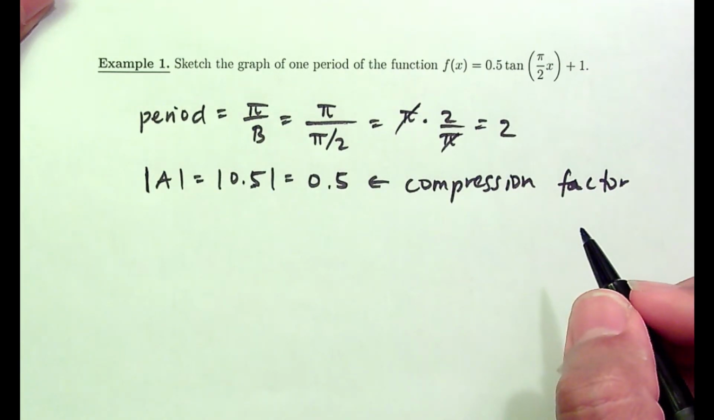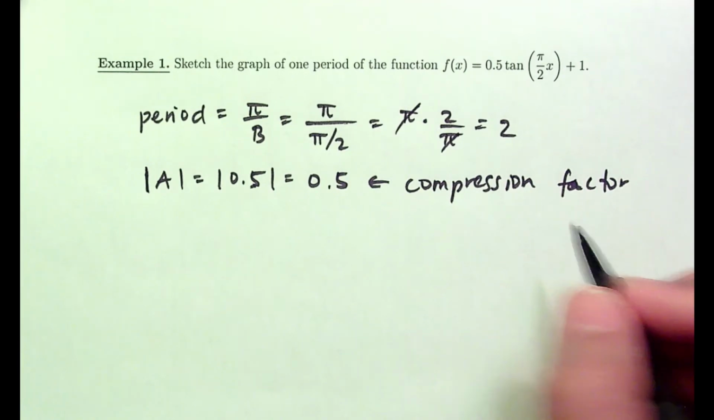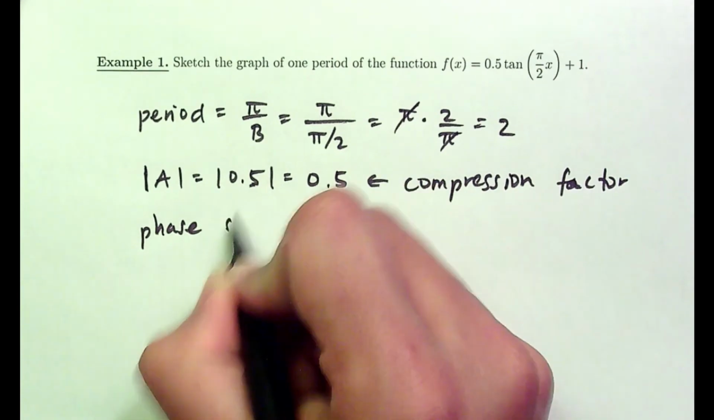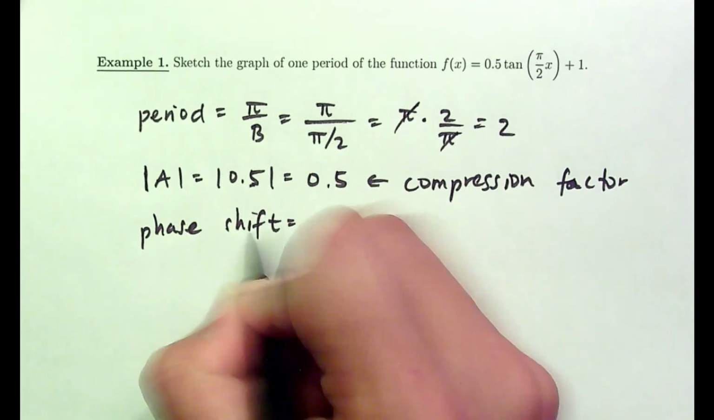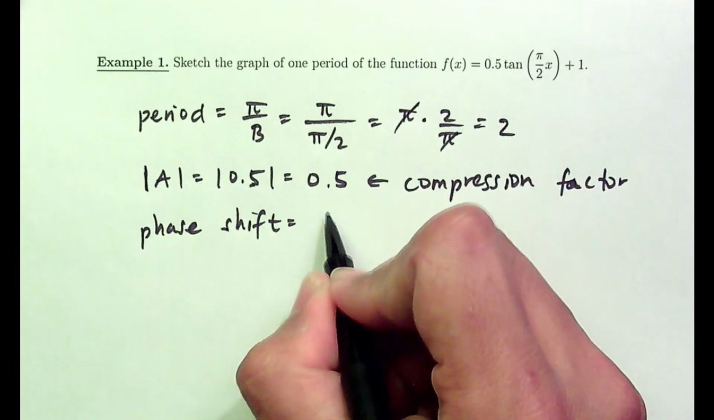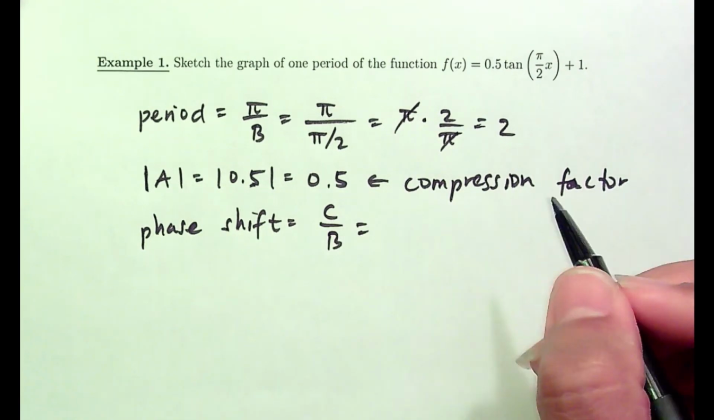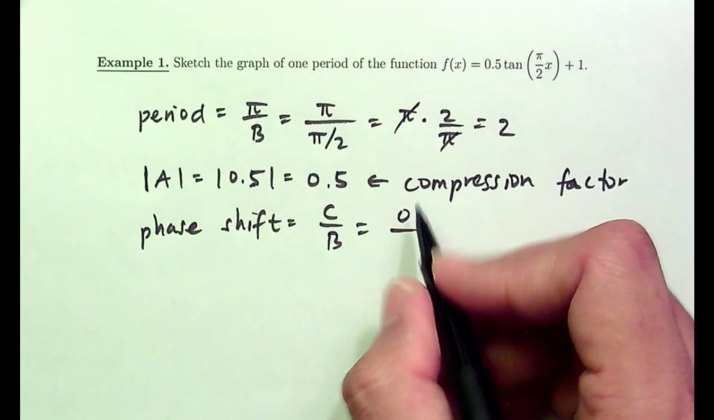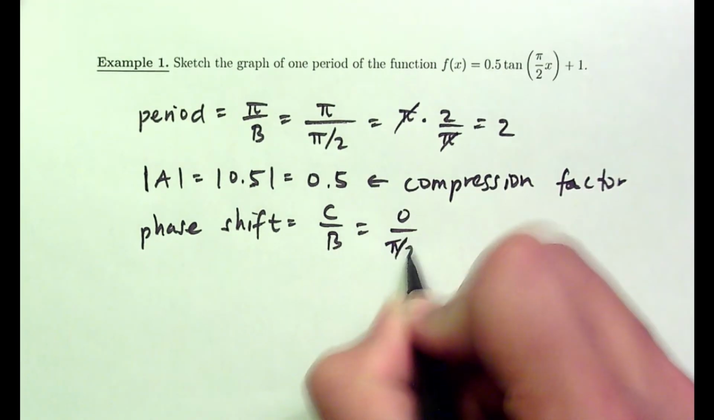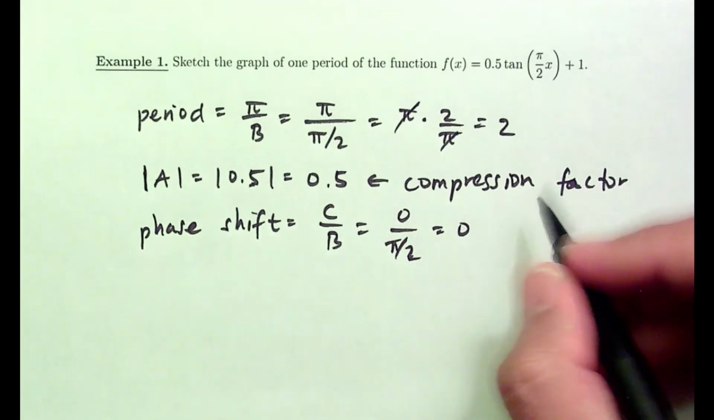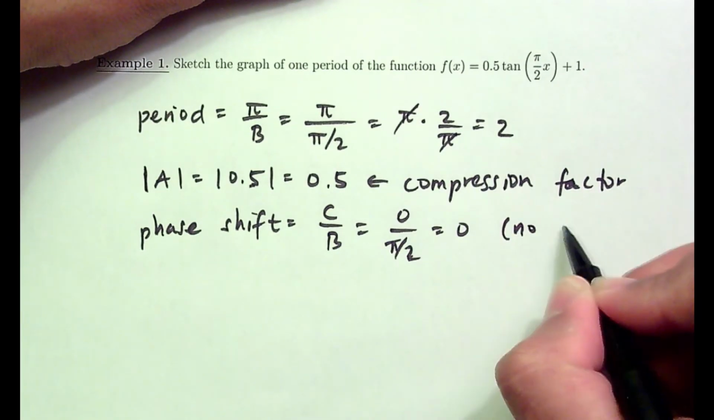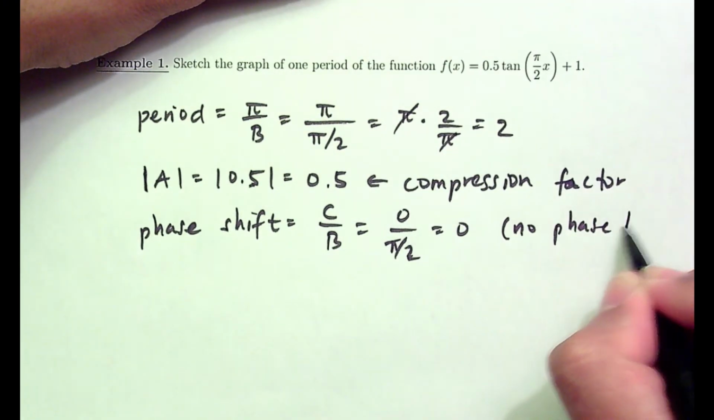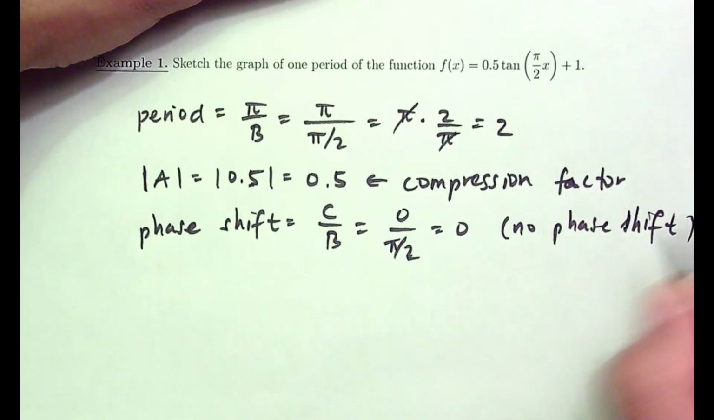Lastly, we need the phase shift, and then we need to find two asymptotes. The phase shift we're not going to need, we're just going to do it to be complete. The phase shift is C over B. The C is 0, and the B is pi over 2. So the phase shift is 0, meaning there's no horizontal shift.